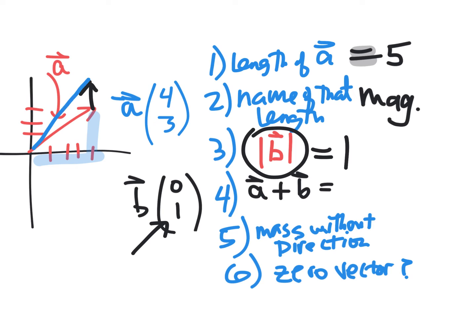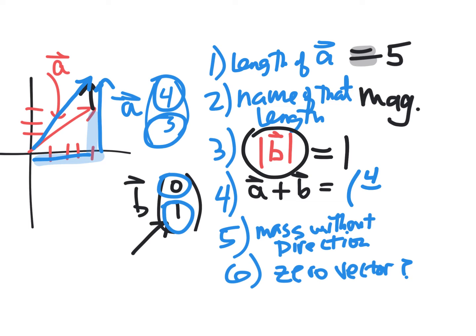Here's the resultant. And that's over how far? Look, I can see it's over 4 still. And up how far? It was up 4, now it's up 1 more, so now it's up 5. Another way we could do that is this plus that, this plus that. If I said 5, I know I said 5, I'm wrong. It's 4 plus 0, 3 plus 1. That's 4, 4. All right. So that's the name of this vector. I always put a fraction bar in there. 4, 4. But how long is it?